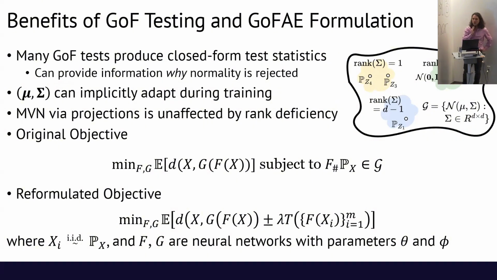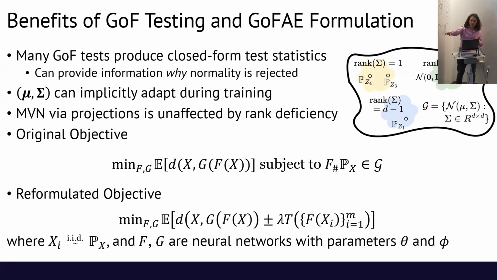So our original objective, where F and G are just neural networks with parameters theta and phi, is to minimize the expected reconstruction loss. That's what D is. X is the data, here it was images, F is the encoder, and G is the decoder. So that's just the reconstructed X. Never mind the push forward notation here. It's just subject to the embedding coming from the class of Gaussians.